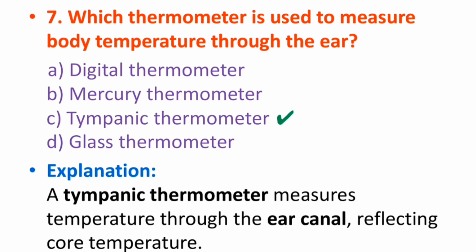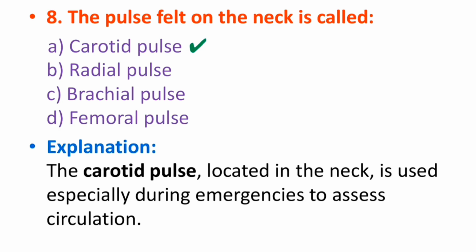Which thermometer is used to measure body temperature through the ear? Option A digital thermometer, option B mercury thermometer, option C tympanic thermometer, option D glass thermometer. The correct answer is option C, tympanic thermometer. A tympanic thermometer measures temperature through the ear canal, reflecting core temperature.